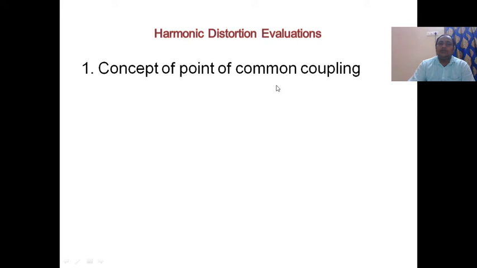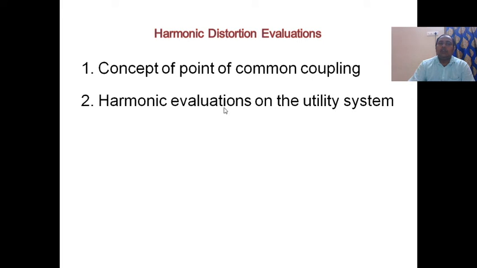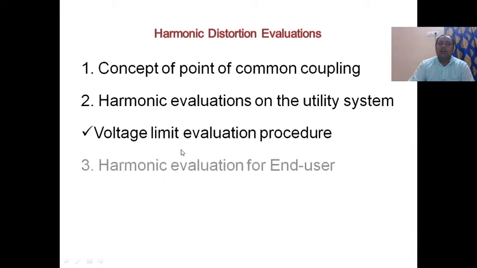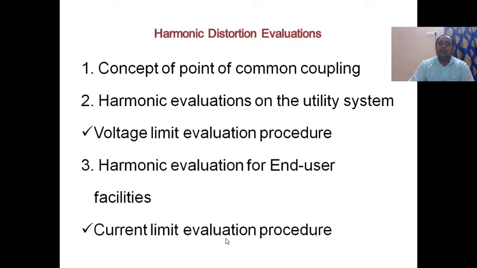Second one is harmonic evaluation on the utility system. Third one, voltage limit. In harmonic evaluation there are two topics: voltage limit evaluation procedure and harmonic current evaluation procedure. Third one is harmonic evaluation for end users facilities, current limit evaluation procedure.